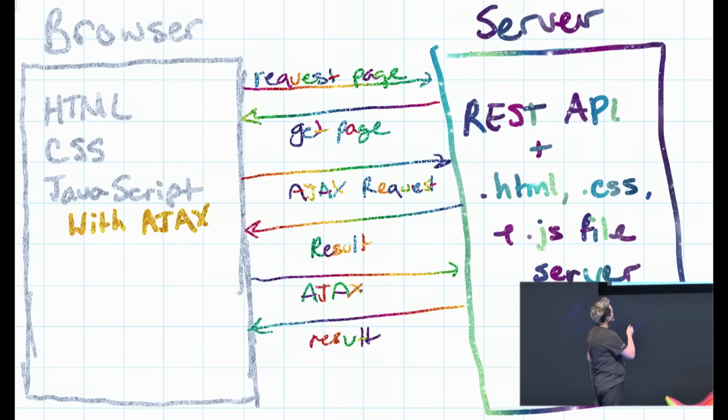So now, this is what I call then.png. We got Ajax. So we'd request the page and then get the page, and then we'd make an Ajax request without refreshing the page, and we'd get back a result, Ajax result, Ajax result. Maybe there'd be another page request. We got a lot of single-page applications out of that as well. And then the server became a REST API that also served up the occasional HTML, CSS, and JS file, right?